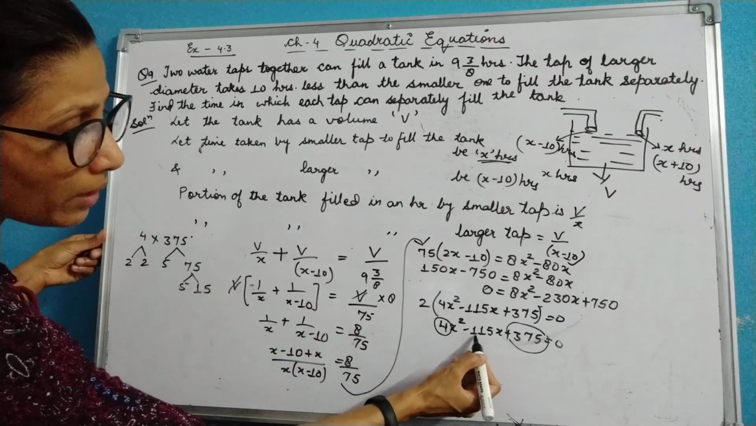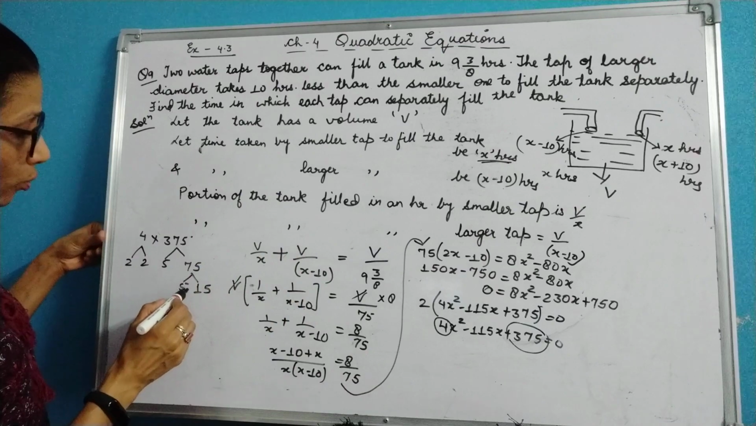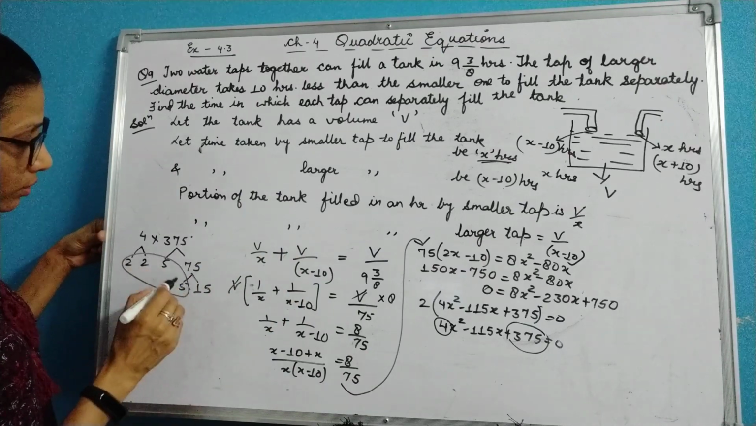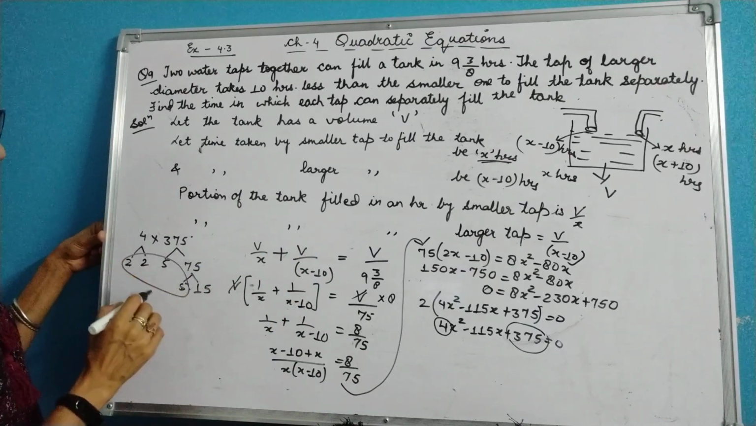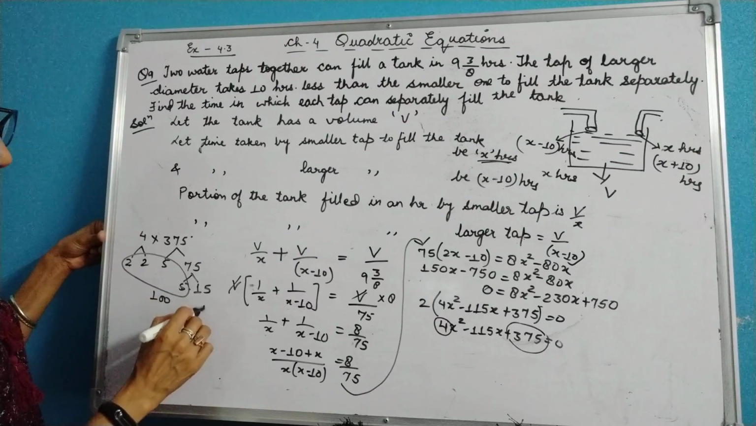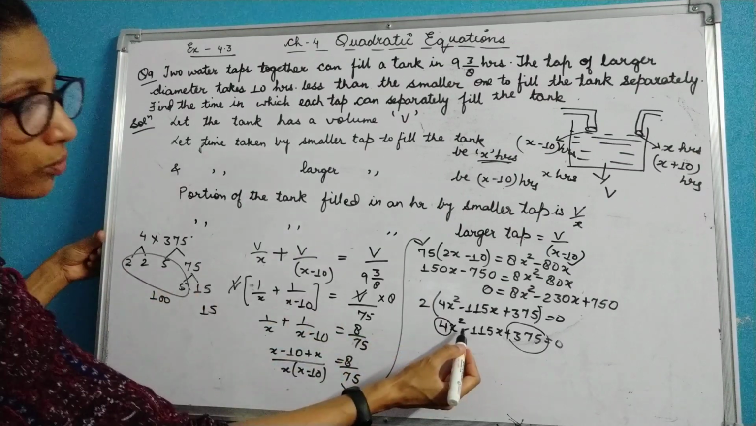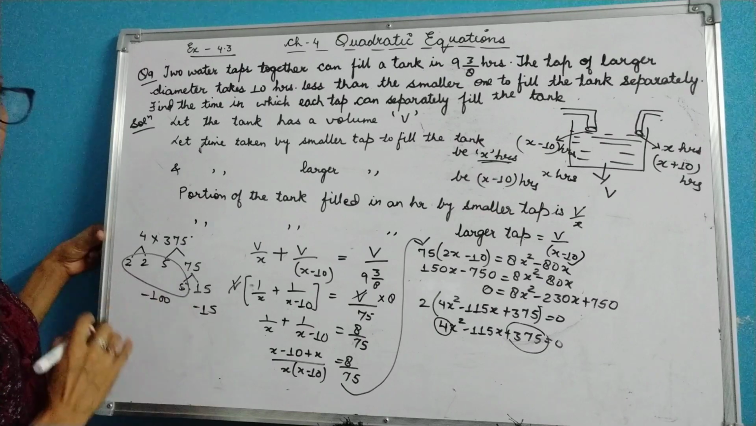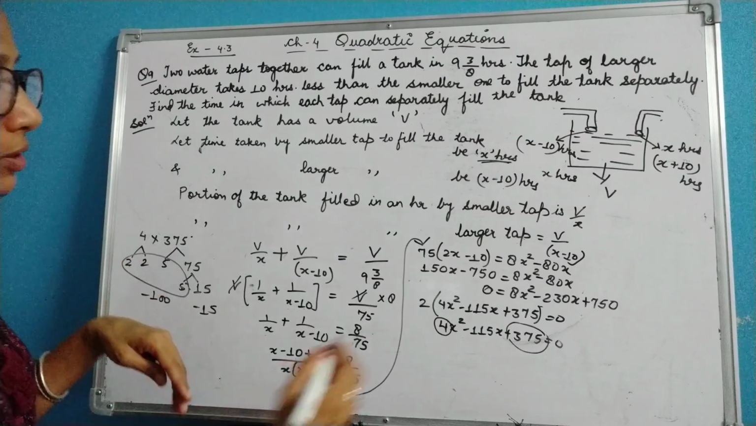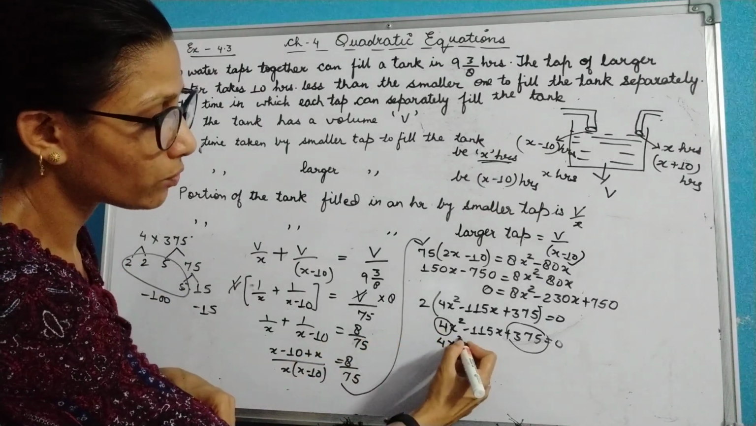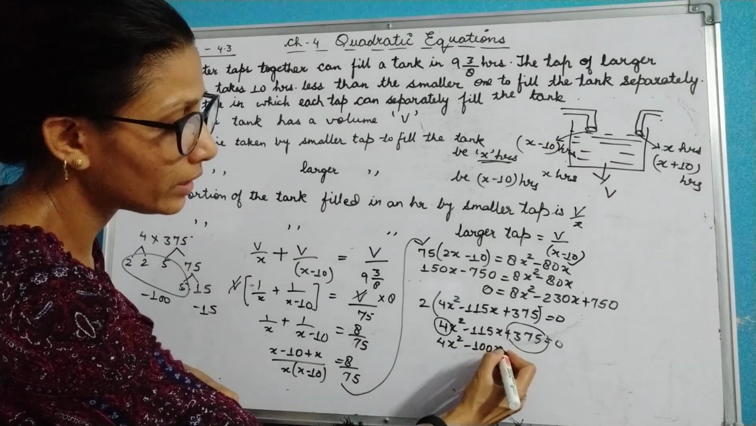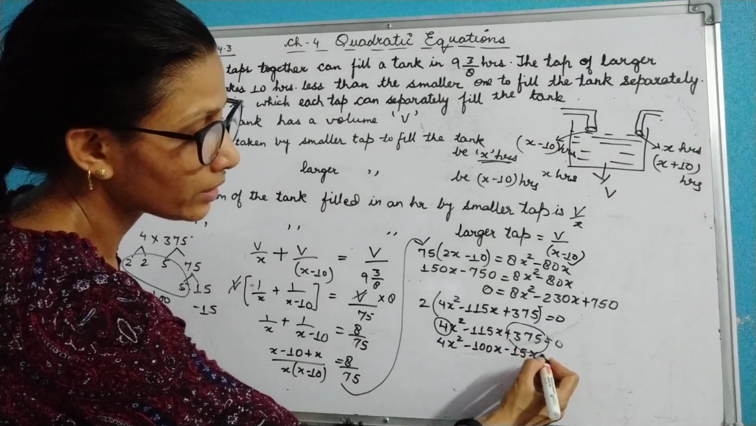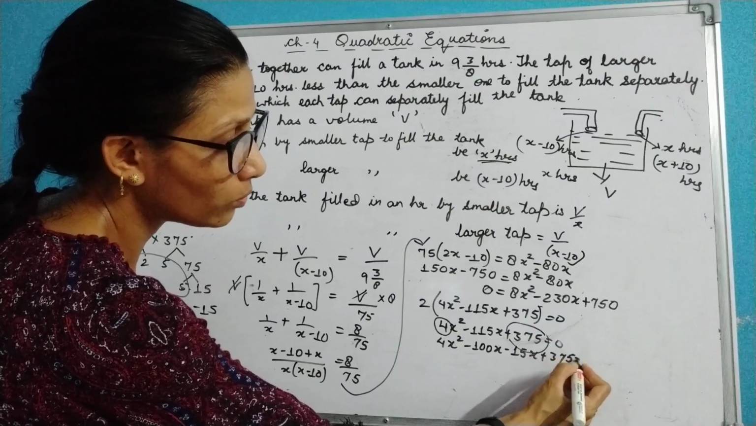Now I want minus 115 over here. So if I take all these things, 5 5s are 25 and 25 4s are 100. I'll get it as 100, and here this 15 is left. I want minus over here, so I can put minus on both the numbers. So here I'll be getting it as 4x square minus 100x minus 15x plus 375 equal to 0.